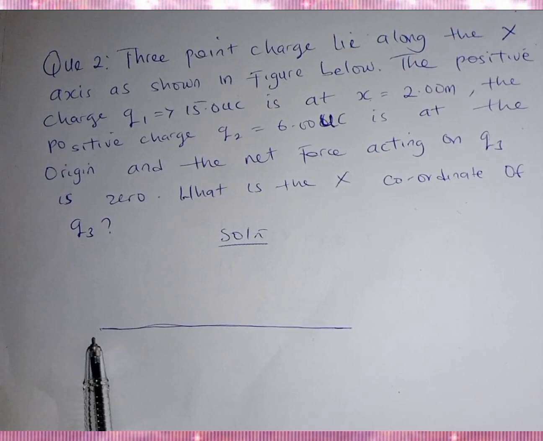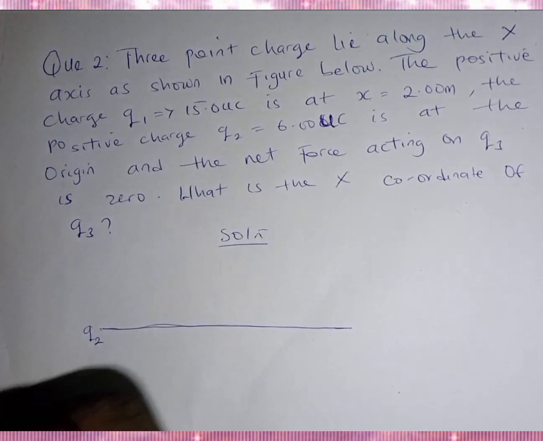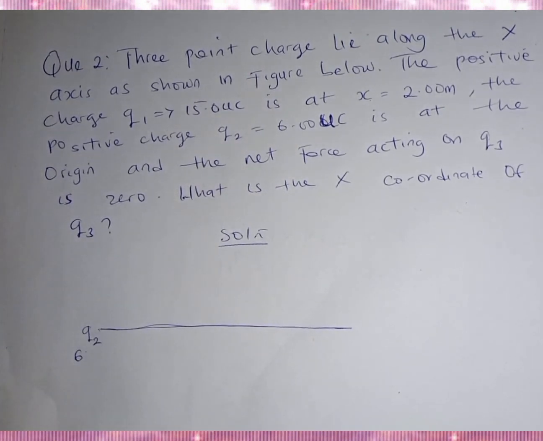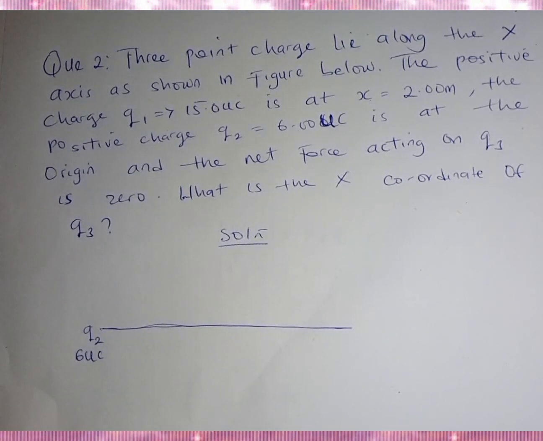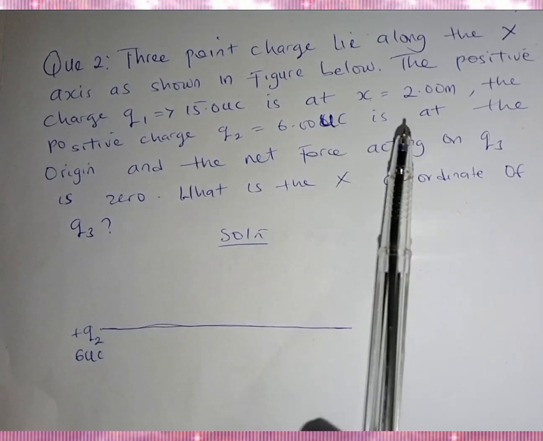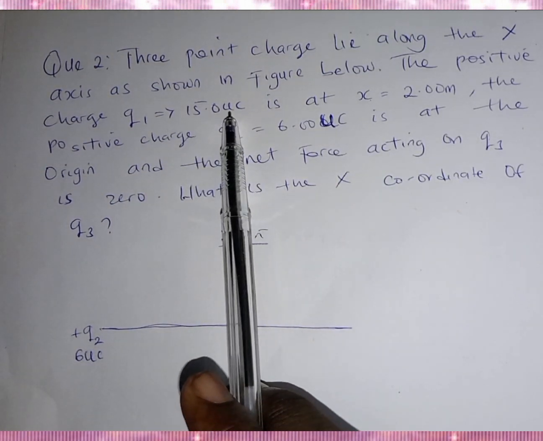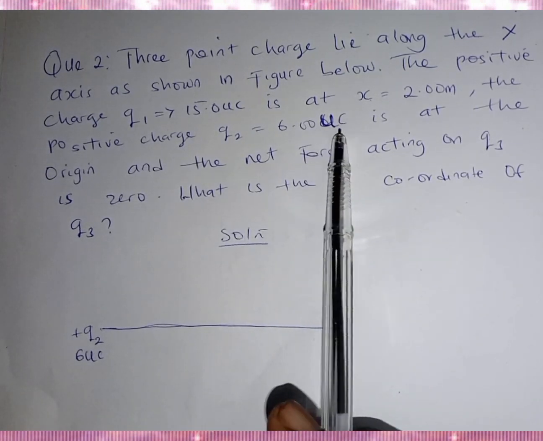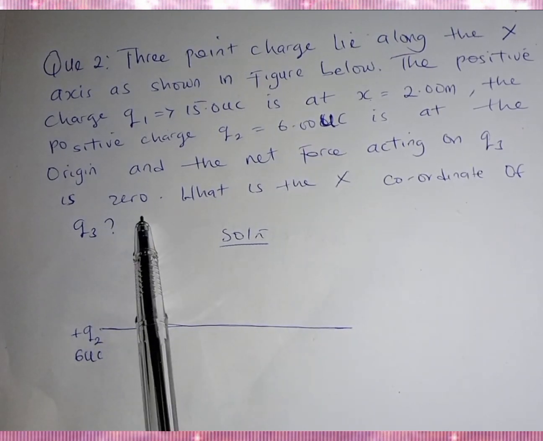So therefore Q2 is starting from the beginning, which is 0. So therefore I'll write Q2 being at the origin, and the charge is 6.00 microcoulomb. So it's positive. And then Q1 is 15 microcoulomb at x equals 2 meter. The positive charge Q2, 6 microcoulomb, is at the origin, and the net force acting on Q3 is 0.